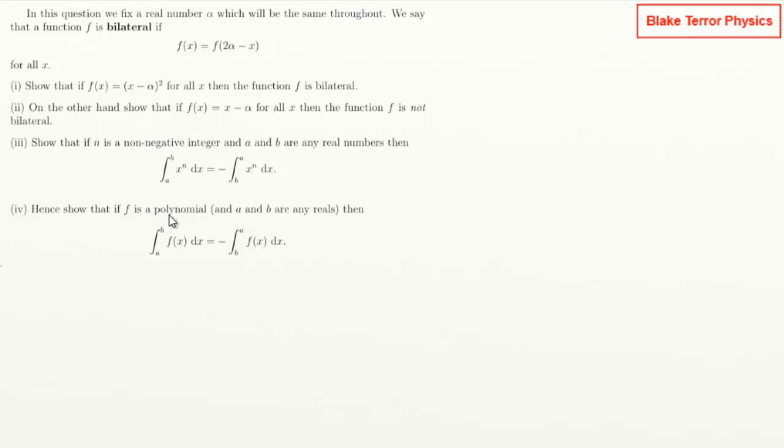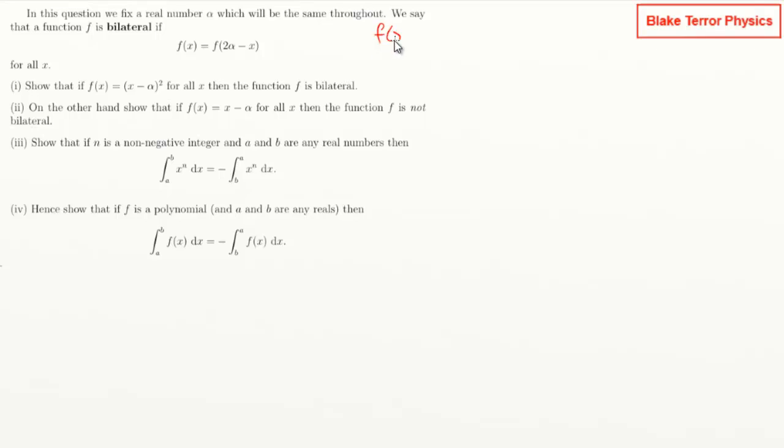Hello, this is question 3 from the 2016 math. So in this question, we fix a real number alpha, which will be the same throughout. We say that a function f is bilateral if f of x equals f of 2 alpha minus x for all x. Part 1, show that if f of x is x minus alpha all squared for all x, then the function f is bilateral.